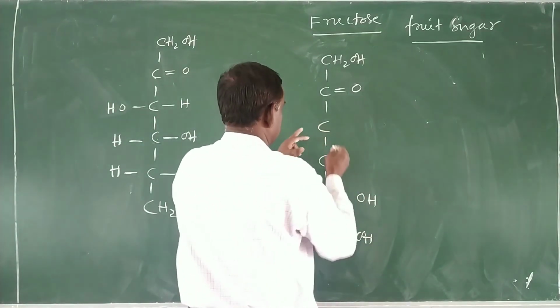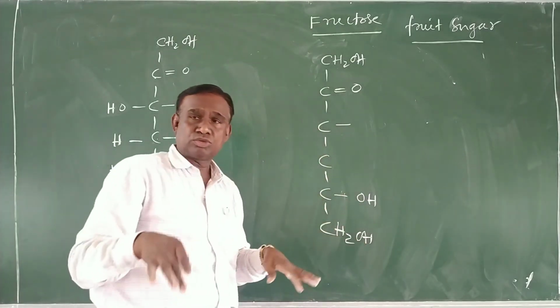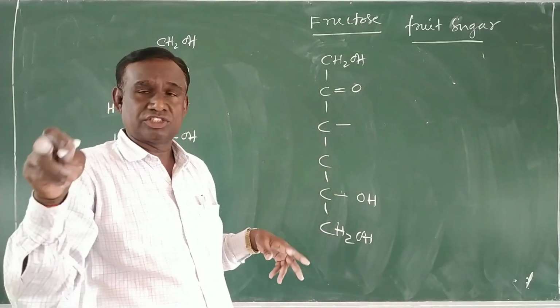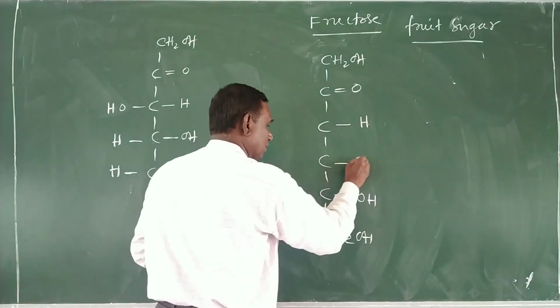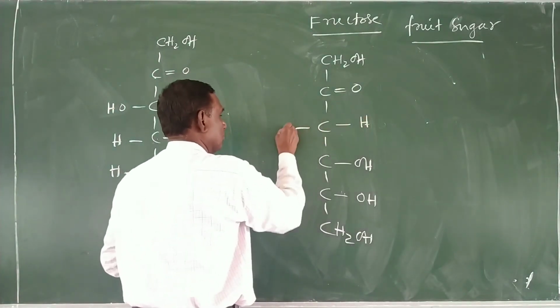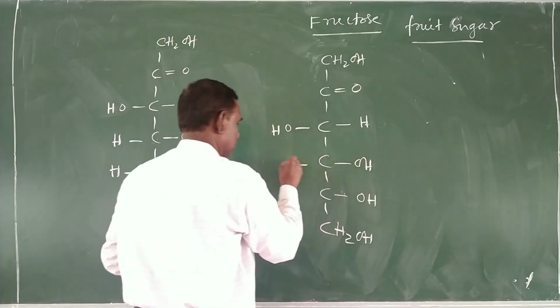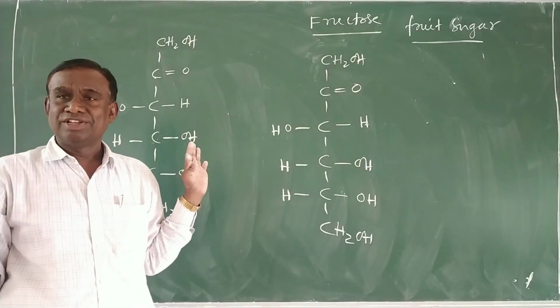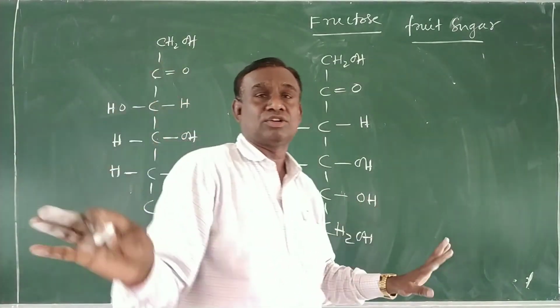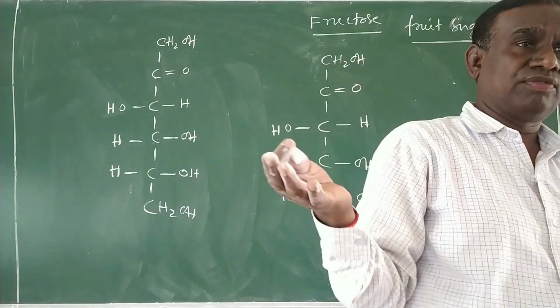From the starting point you see, for glucose we start with OH, but for fructose it starts with H. So after H it should be OH. If it is H, it should be OH. If it is OH, it should be H. That's all. So this is called the open chain structure of fructose.